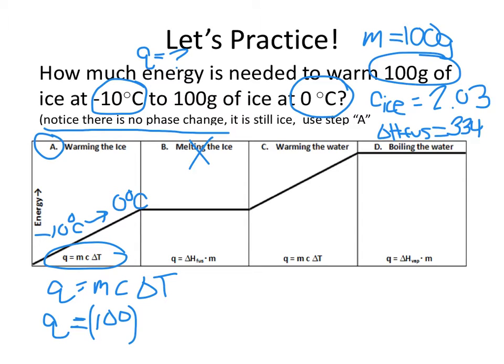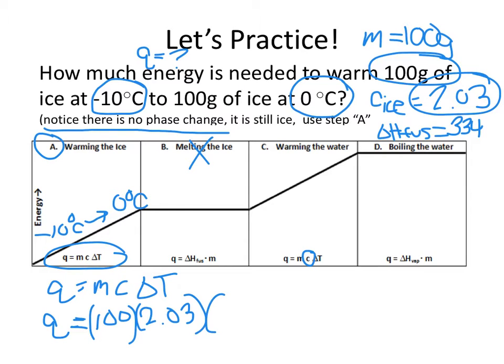Do I know the specific heat of ice? Yes. It's not given to me, but I can look that up on any of my old specific heat worksheets, whatever, or I can look that up online. But the specific heat of ice I know is 2.03. That's the C value for solid ice. It's different than the specific heat of water. That's 4.184, I believe. So make sure you're using the proper specific heat for the proper phase of water. Since it's solid ice, you have to use 2.03.